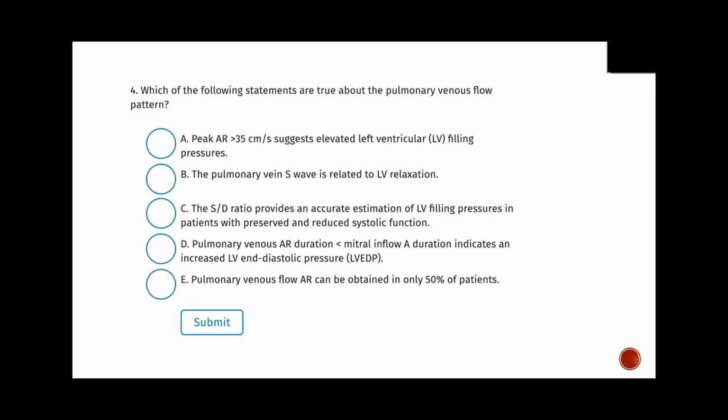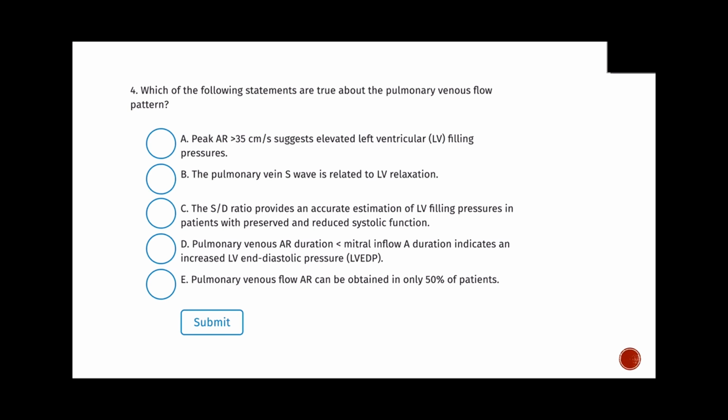So which of the following statements are true about pulmonary venous flow pattern? Peak AR greater than 35 centimeters per second suggests increased LV-EDP. Pulmonary vein S wave is related to LV relaxation. The S to D ratio is an accurate estimation of LV pressures in patients with preserved or reduced systolic function. Pulmonary venous AR duration less than mitral valve A duration indicates increased LV-EDP, and pulmonary venous AR can be obtained in only 50% of patients.